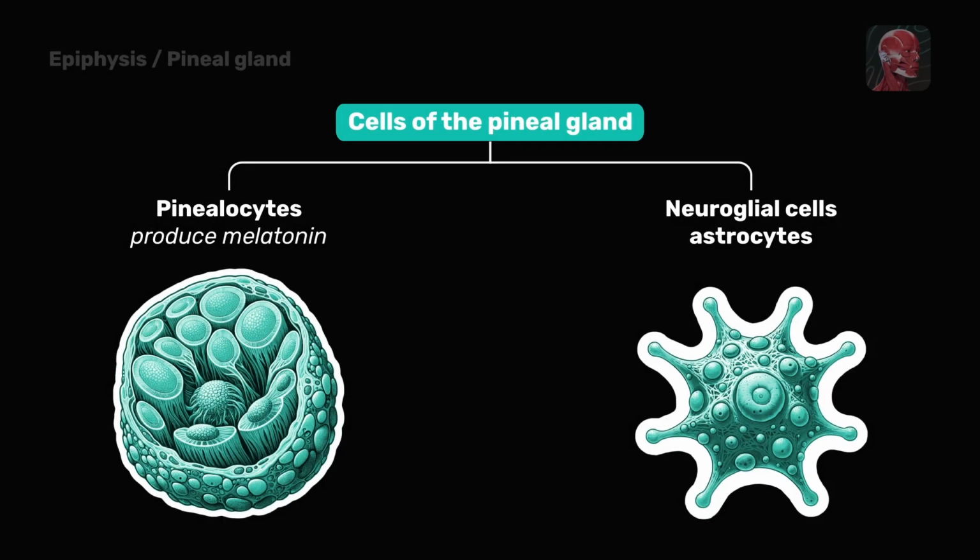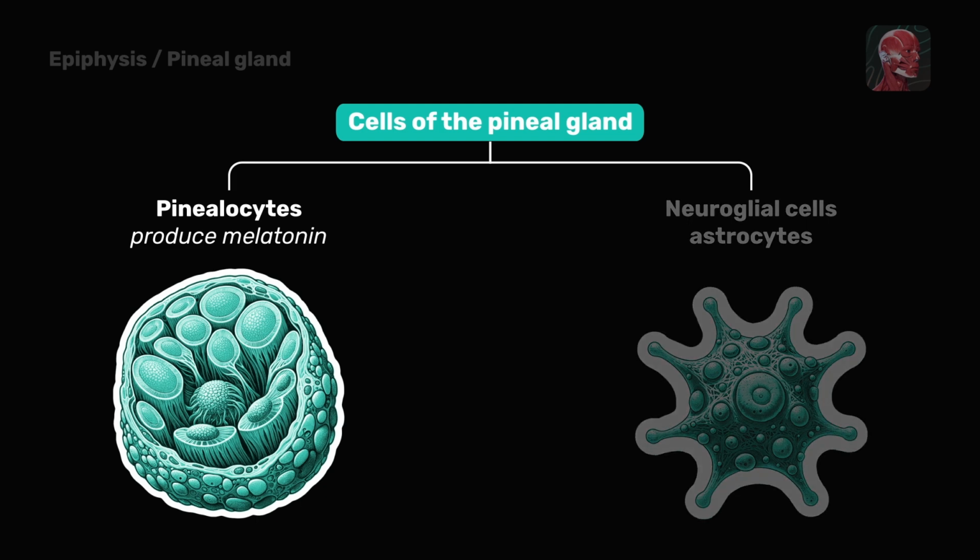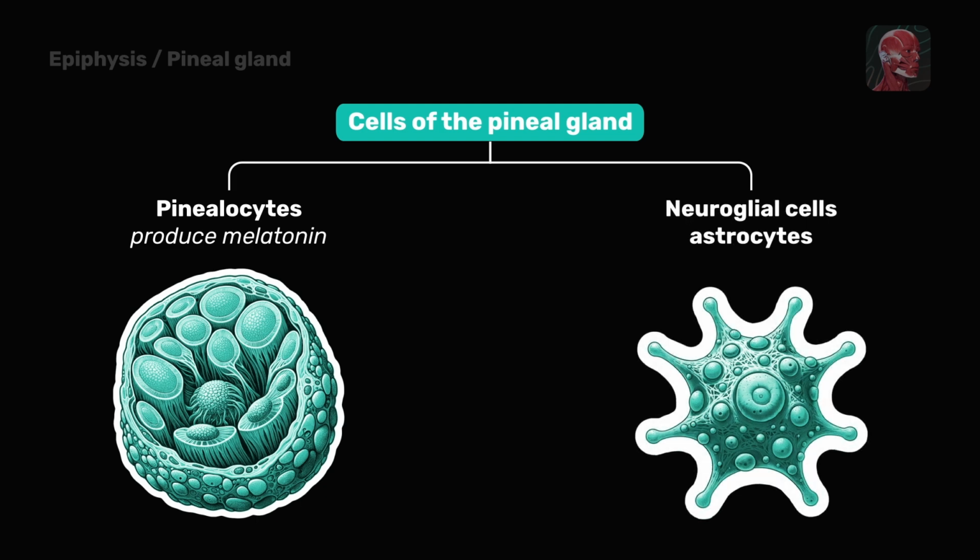There are two types of cells, pinealocytes and neuroglial cells, astrocytes. Pinealocytes are essentially modified neurons which produce the hormone melatonin and release it into the surrounding capillary network. Astrocytes, on the other hand, are neuroglial cells serving as supporting cells.